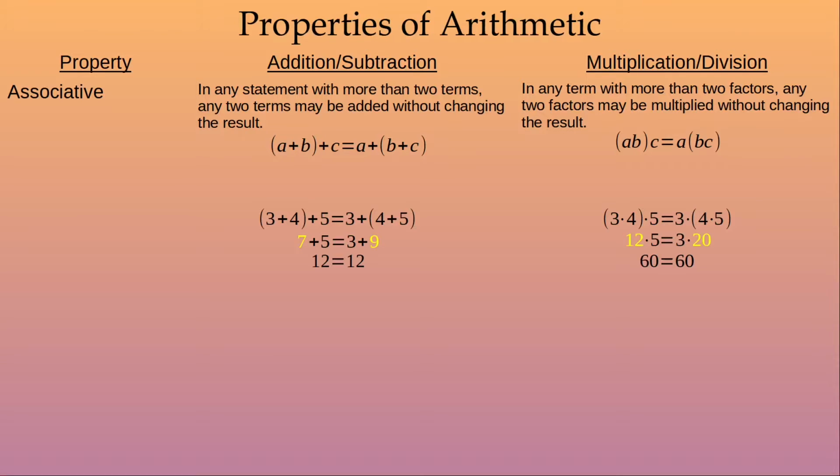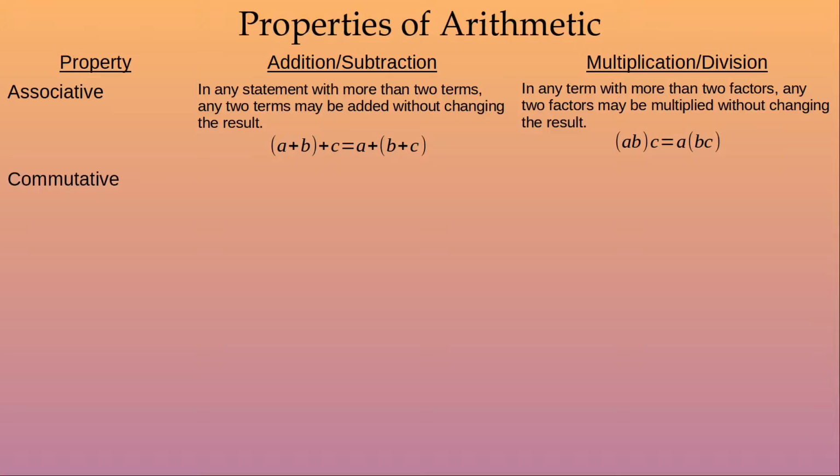And just like last time, even though the general form implies that I can only multiply 2 factors that are next to each other, I can actually multiply the factors within a term in any order I want. Because if I did 3 times 5 first, that would be 15. And 15 times 4 is 60. So, same answer again.